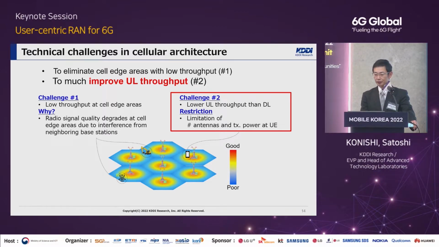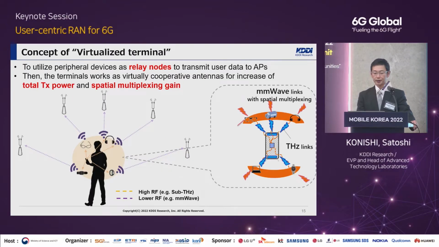So this is one of the big issues for a long time for our mobile systems. As I said, due to the limitations of antennas as well as transmission power, we cannot increase uplink throughput so much. So what is the idea of a new concept, virtualized LAN, virtual terminal? The idea is simple.